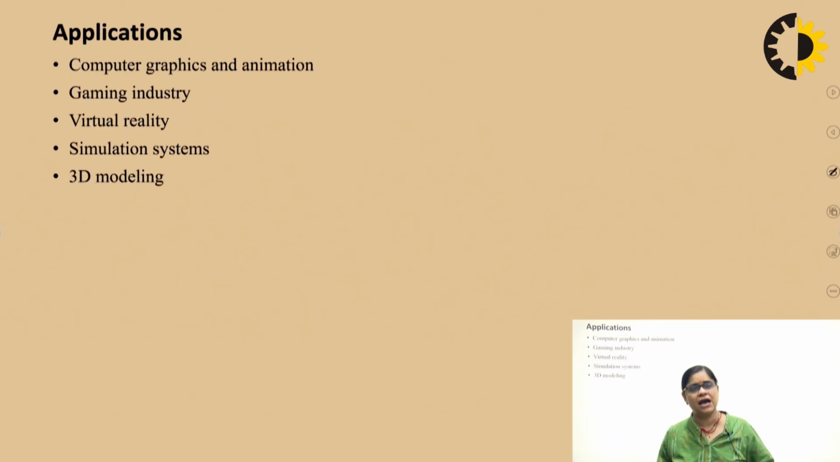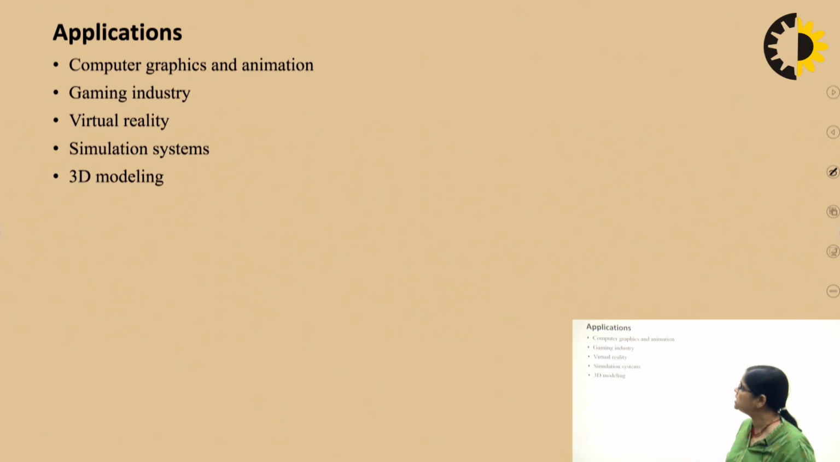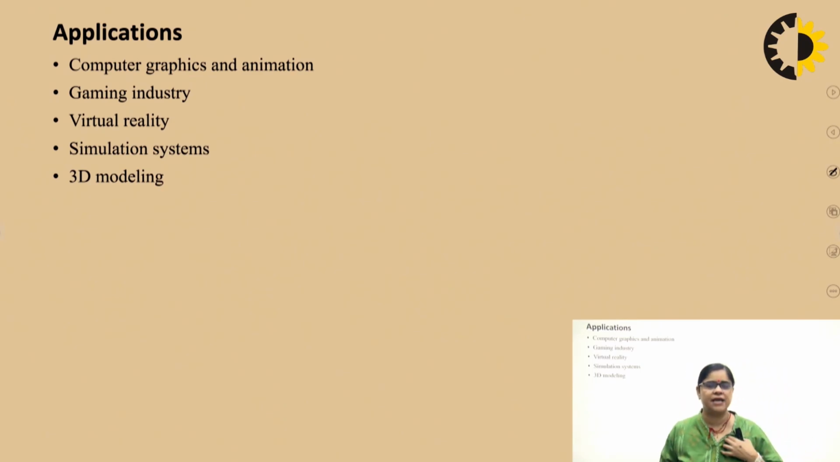And where are we using it? In computer graphics, in animation, in the gaming industry, you are using this. Now, when we are talking about virtual reality, you are using this illumination model. In the simulation system, you are using the illumination model. Again, in 3D modeling, you are using the illumination model.